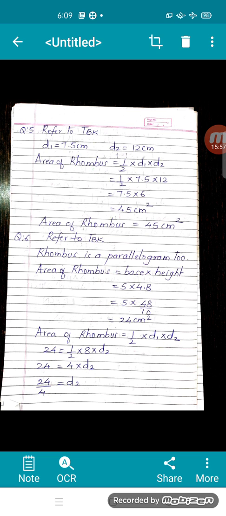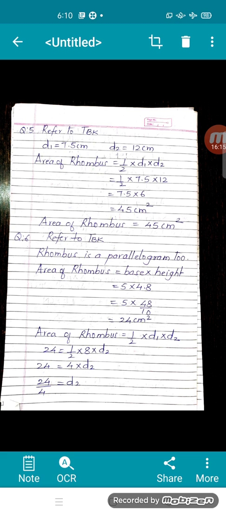Now we go to question number 6. Question number 6 says, find the area of a rhombus whose side is 5 centimeter and whose altitude is 4.8 centimeter. If one of the diagonals is 8 centimeter long, find the length of the other diagonal.